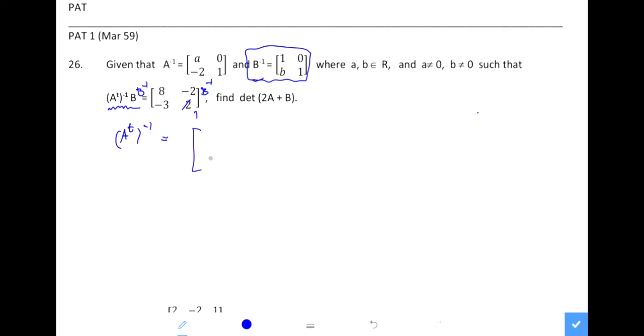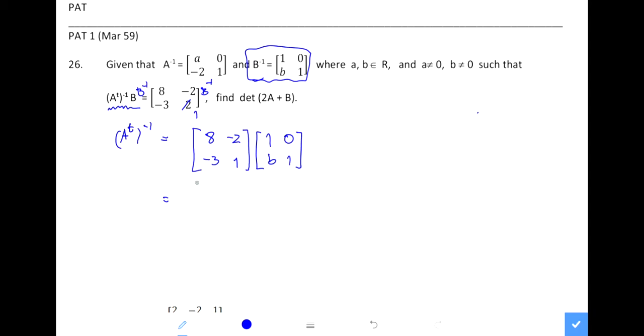On the right hand side, I'm going to have this 8, -2, -3, and this one I fixed to 1, no more mistakes, and multiplied by this B inverse to the back: 1, 0, B and 1. So let's do it quickly because we want to get something out of it.